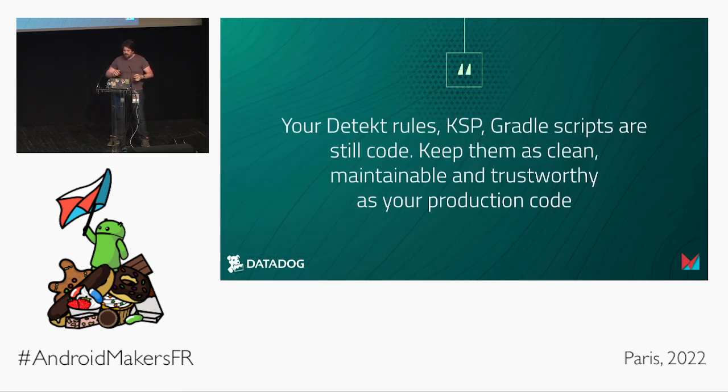Just remember that if you're writing Detekt rules, Kotlin symbol processors, Gradle scripts, Kotlin compiler plugins, and so on, it's still code, meaning that you need to keep them as clean and maintainable and trustworthy as your production code. You also need to write tests on them.